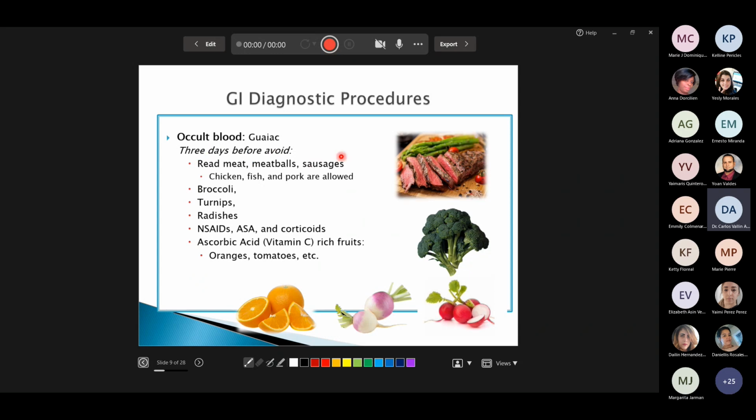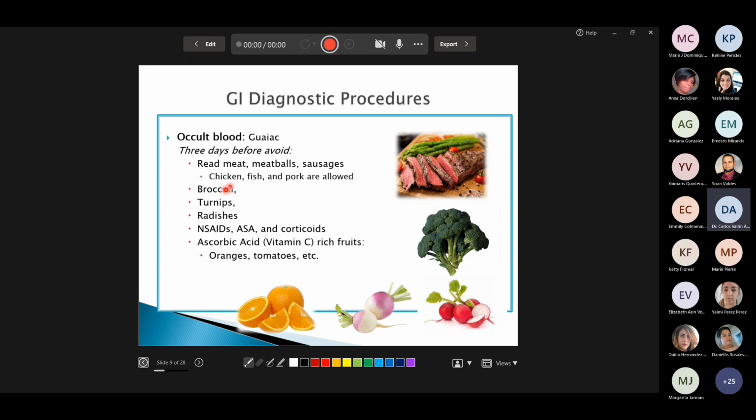And you need to explain that. I have seen it as meatballs, as specific, not red meat, not specifically something that you need to know this is made with red meat. Chicken, fish, and pork are allowed. Those are white meats that don't alter the test.